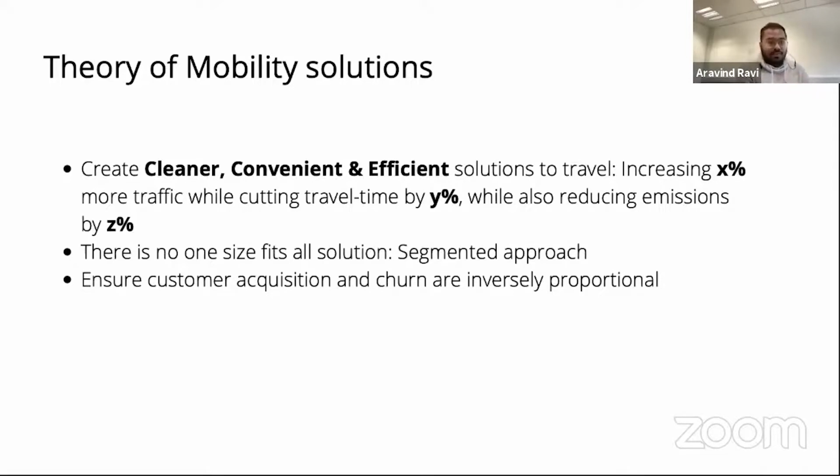There is no one size fits all approach, right? So there's no way you can really scoot from your home to your office if your office and home is more than 5 kilometers. I've tried to do that, doesn't work. Don't do it again. So the segmented approach means there are problems that are addressed at a city level.